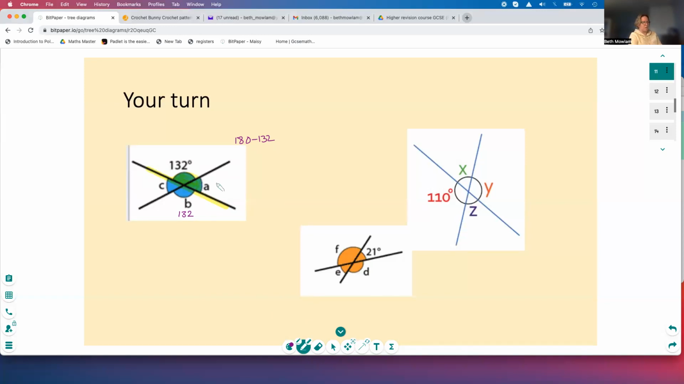So 180 minus 132 is 48. If that one's 48, then that one must also be 48, because it's a straight line, its opposite angles are equal. Same applies for the other ones here. So we've got 21, which means E must be 21. If I want to work out D, I do 180 minus 21, which is 159. So that means D must be 159, which means F must be 159.